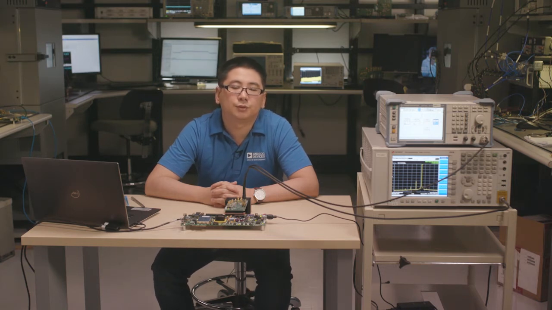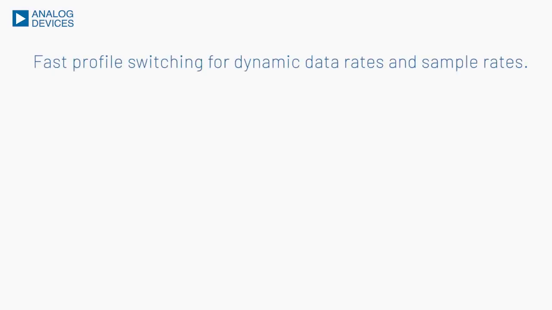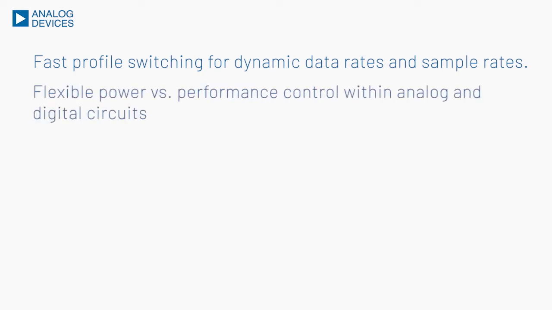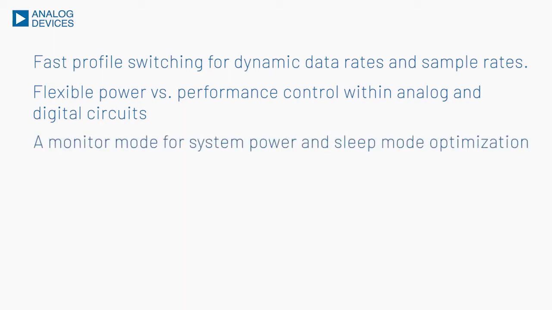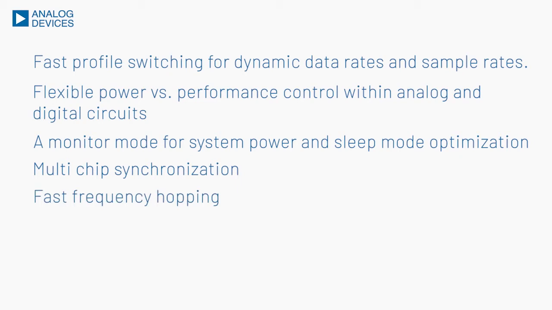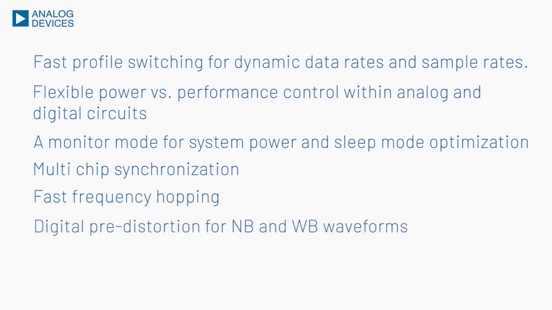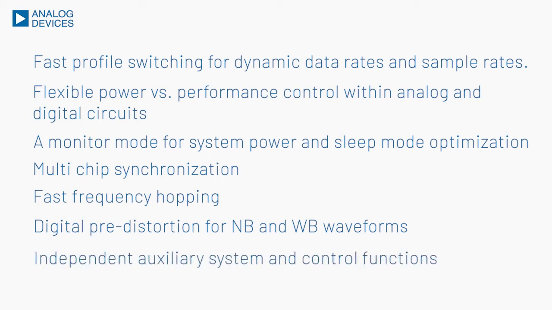The ADRV9002 offers a number of advanced system features such as fast profile switching for dynamic data rates and sample rates, flexible power versus performance control within analog and digital circuits, a monitor mode for system power and sleep mode optimization, multi-chip synchronization, fast frequency hopping, digital pre-distortion for narrowband and wideband waveforms, and independent auxiliary system and control functions.